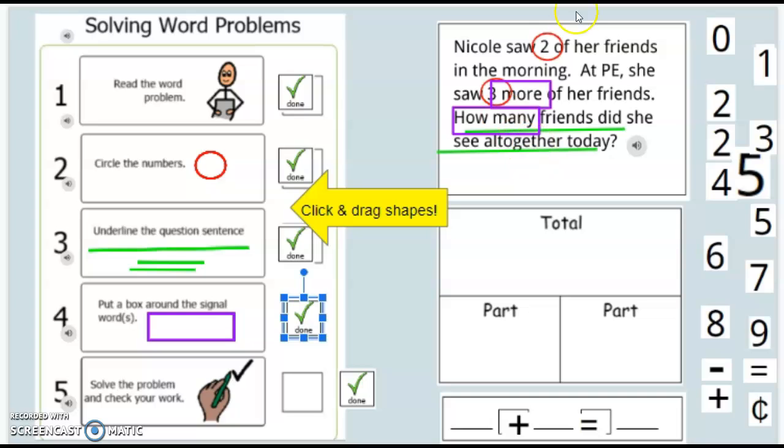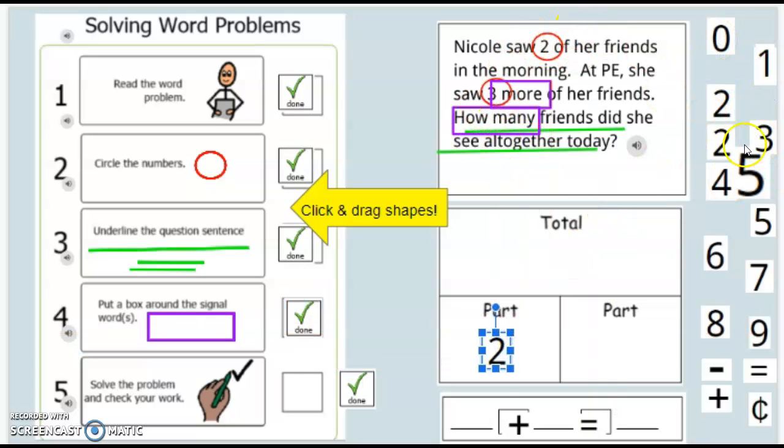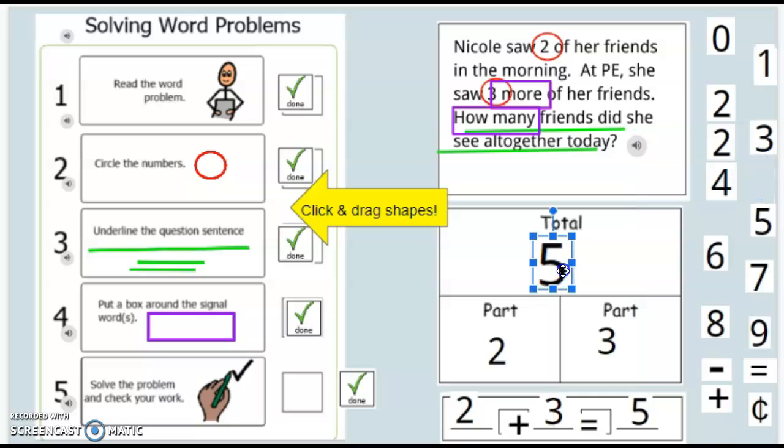So far, I know my parts. 2 is one of my parts, and 3 is one of my parts. 2 plus 3 equals 5. I now know my total. 5. Check. How many friends did she see all together today? 5 friends.